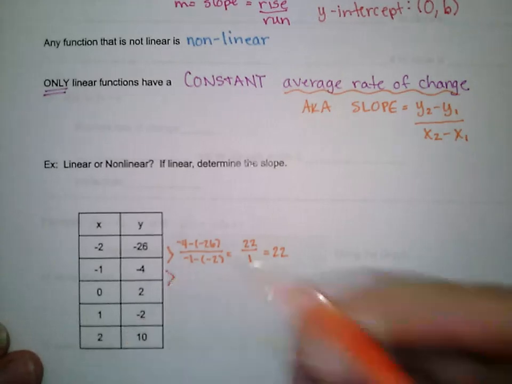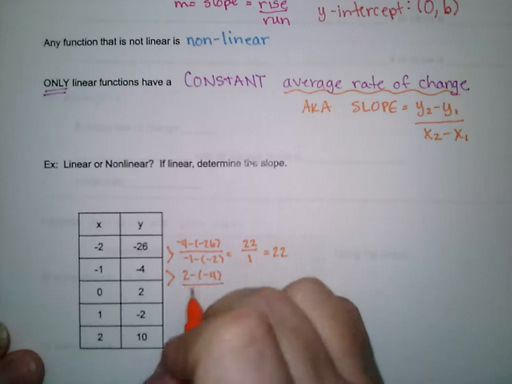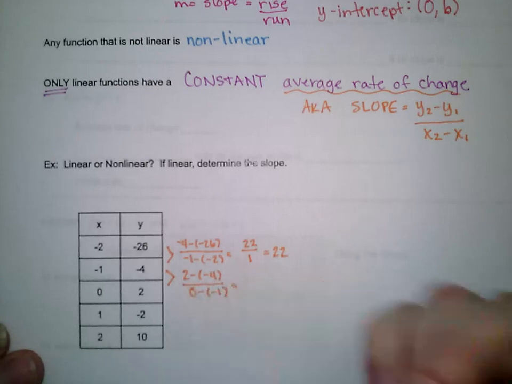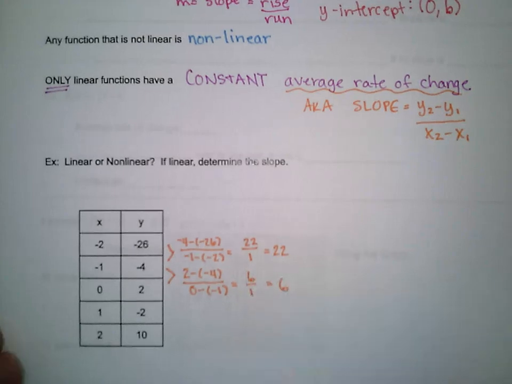And then I check between these two ordered pairs. So 2 minus -4 over 0 minus -1, which is going to be 6 over 1. So 6. And what we're checking here is to see if our average rate of change is the same, which it is not.